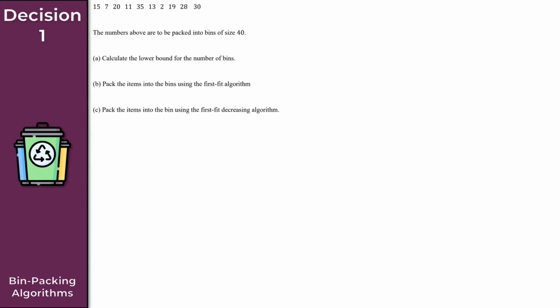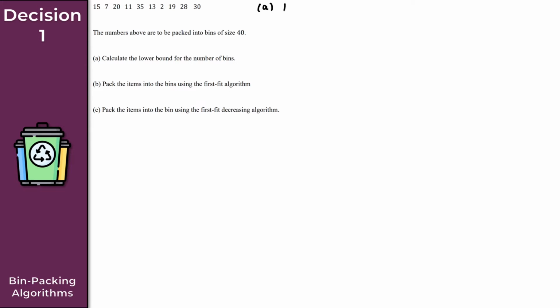And then finally, to finish with, let's have a go at the one practice question for this video. As we can see, what I've got here is all of these numbers. And what we're told is the numbers above are to be packed into bins of size 40. For the first part of this question, part A, all we want to do is calculate the lower bound for the number of bins.